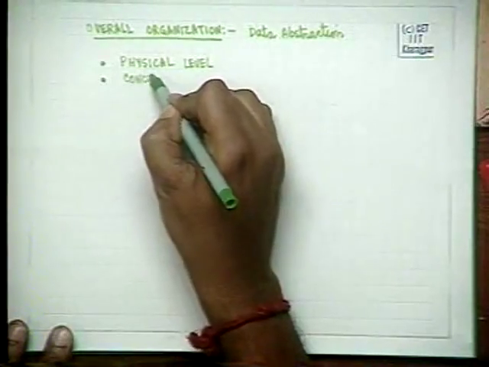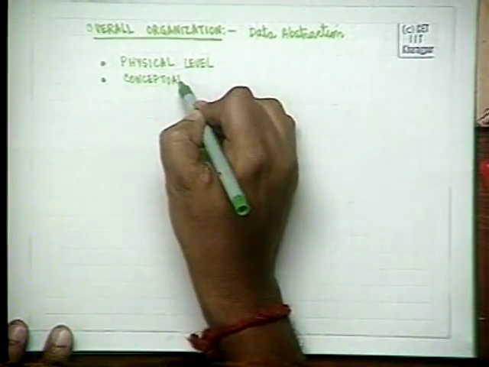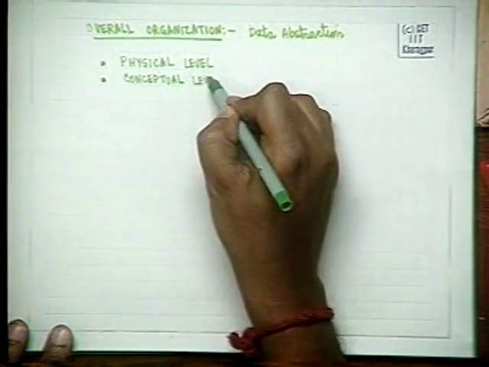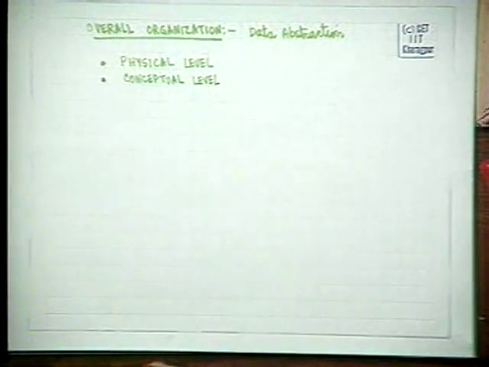Above this is the organization, the conceptual database. That is, what is the overall organization of the database? It is called the conceptual level. The conceptual level is how the database is organized in an overall fashion. What are the types of data? What is the logical interrelationship between the data? What are the fields of the data?